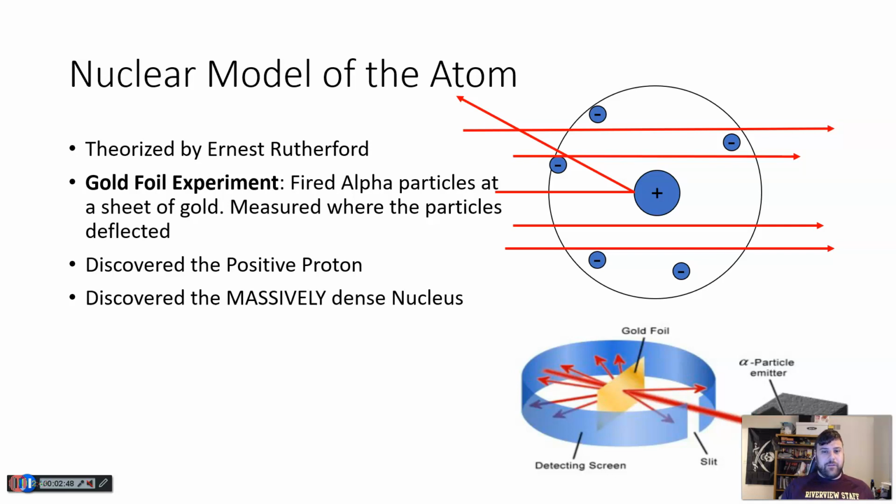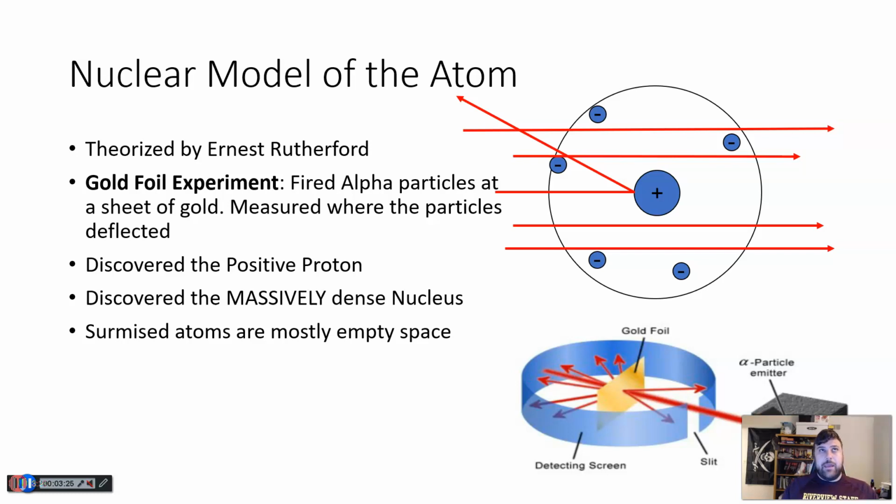The third thing he discovered: because a good amount of the radiation did pass through the atom, and only a handful of pieces of radiation, for lack of a better term, were deflected, the rest passed through. So he explained that while there is this extremely dense nucleus, the rest of the atom has to be mostly empty space.